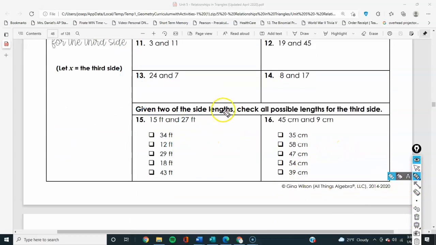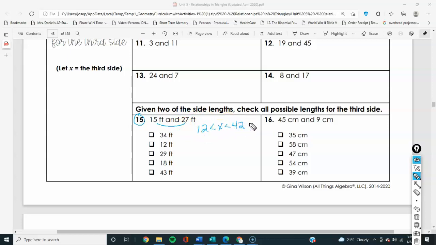Alright. Now let's take a look at this. We'll look at 15. Let's do it. So to find my range, I'm going to subtract them. 27 minus 15 is 12. I'm going to add them. 27 plus 15 is 42.